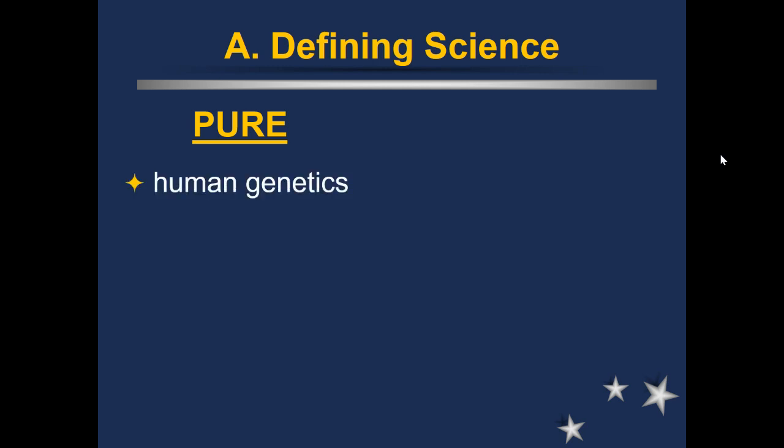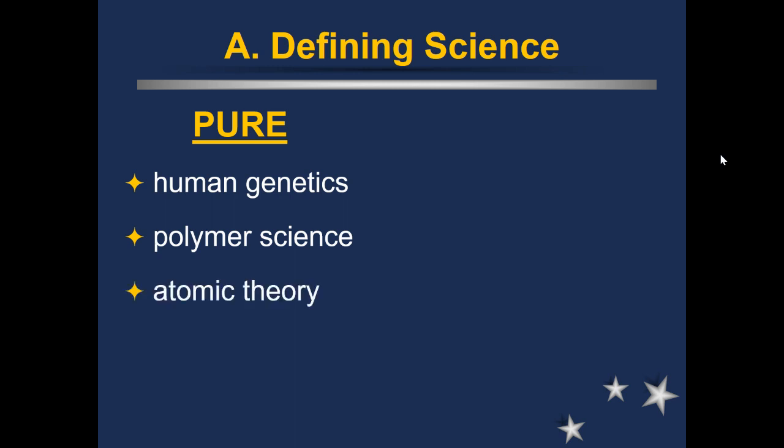Pure science would be human genetics. You'd study this in biology. You would learn about DNA. You'd learn about chromosomes. You would learn about how DNA makes RNA and RNA makes proteins. You would learn about Watson and Crick. Bonus points, I'm sure you heard of Rosalind Franklin. Polymer science. This would be something you learn in chemistry. The polymer science tells us how chemicals form long chains. What can we do with that? Well, we just know it.